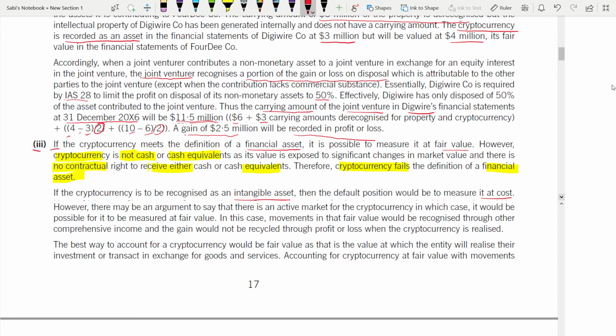active market. So in this case, movements in that fair value should be recognized through other comprehensive income, and the gain would not be recycled through P&L when the cryptocurrency is realized. This you have to talk about because the requirement also specifically asked whether it will be recognized through P&L or not. It will be recognized through other comprehensive income, not P&L. It cannot be recycled in P&L when the cryptocurrency is realized, when you're selling off the cryptocurrency.